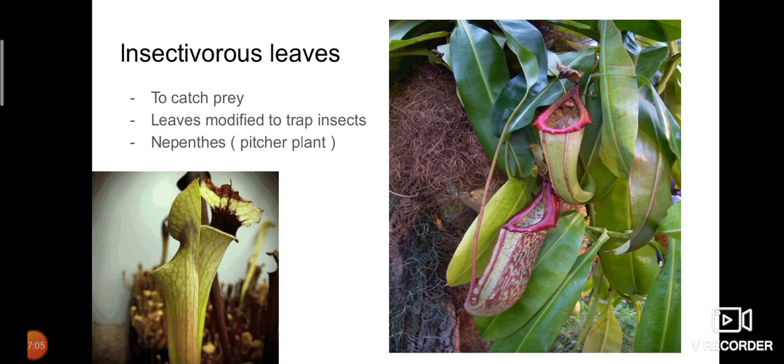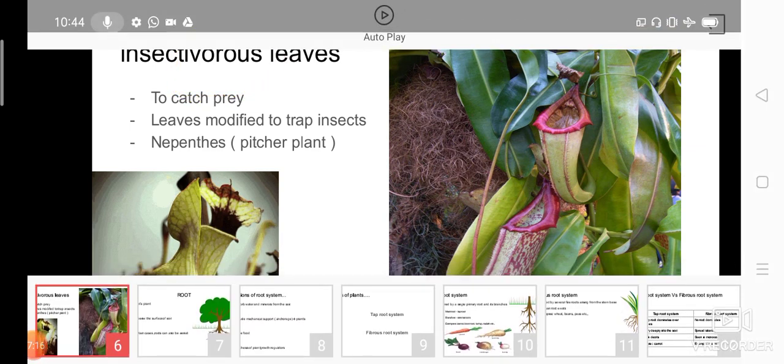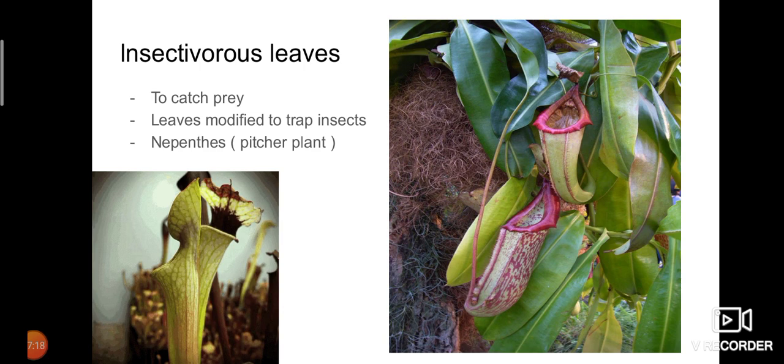The next one is insectivorous leaves. What do you mean by insectivorous? The term insect represents insects. Orous means eating. There are some plants which eat insects. Not all plants produce their own food. Keep in mind, not all plants produce their own food. How are plants producing food? By photosynthesis. So not all plants undergo photosynthesis. There are some plants which feed on insects and eat insects as their food. Those plants are insectivorous plants.